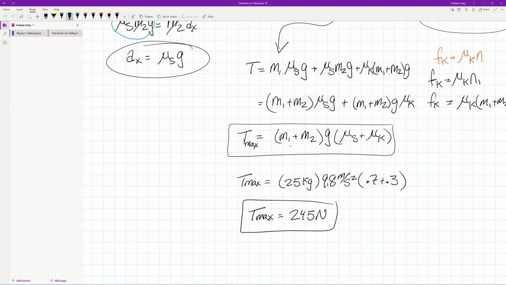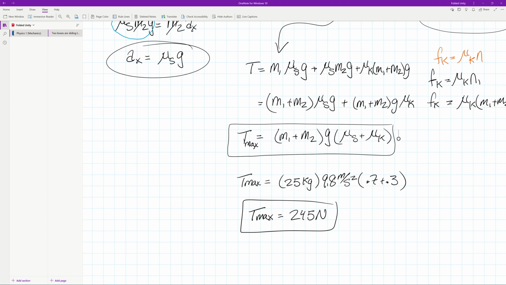As either M1 or M2 increases, the maximum tension should increase. As gravity increases, the maximum tension should increase. So if you do this on a planet with stronger gravity, you could pull with a harder force. And as the friction coefficients increase, our maximum tension should increase. You should go back and look back through the problem and see if each of those behaviors make sense.